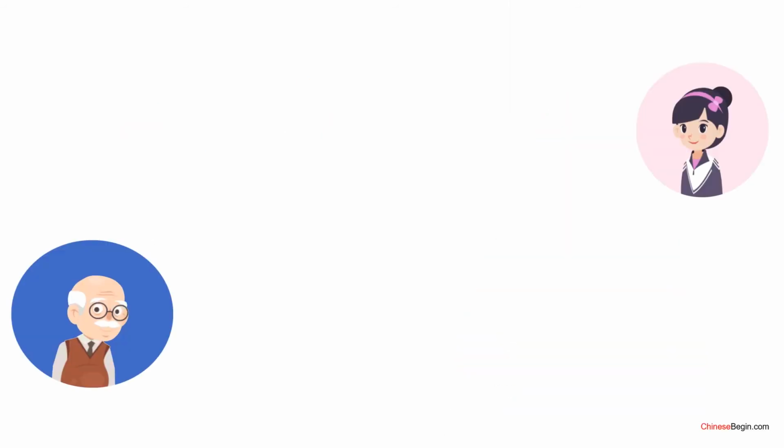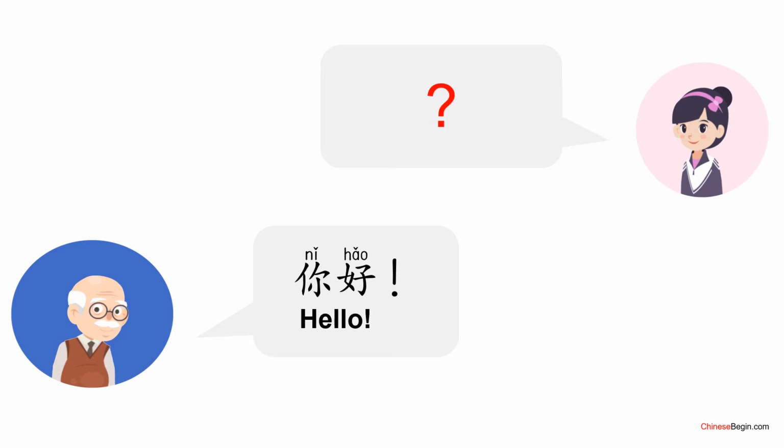Now, let's have a practice. This little girl and this old man are saying hello to each other. So, what should the girl say in Chinese? 您好. Great! She should say 您好 to show her respect to this old man.